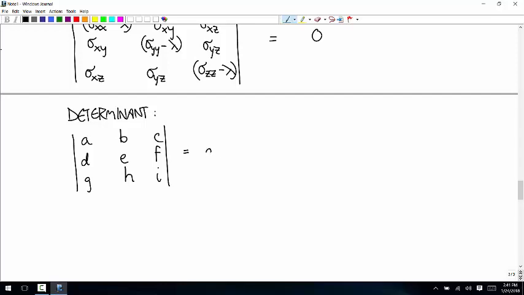that is A times the quantity EI minus HF, minus B times DI minus GF, plus C times the quantity DH minus GE.